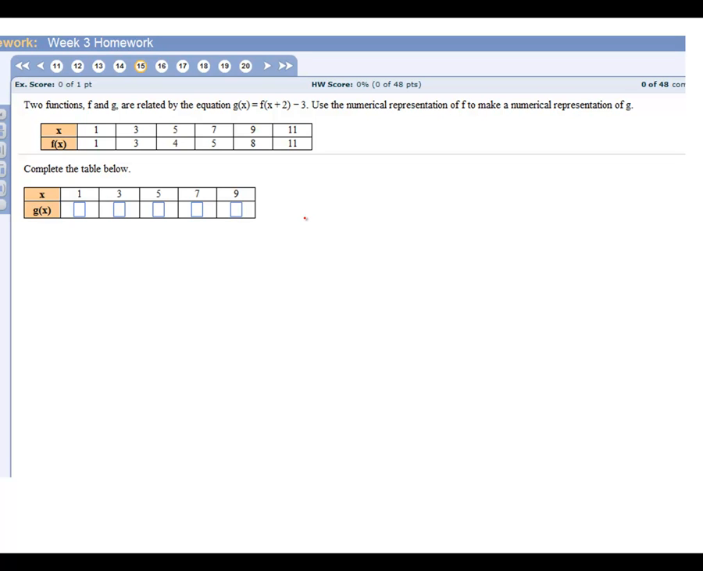In week 3 homework for the Online 111, this is problem number 15, and a few students had questions regarding this problem, so I thought, hey, we'll put together a little video to help you through it. This particular problem asks you to determine different values of g of x to complete the table values. So when x equals 1, 3, 5, 7, 9, what are the values of g of x?